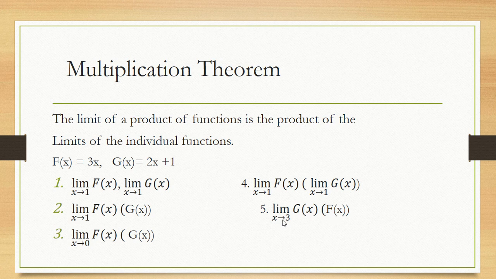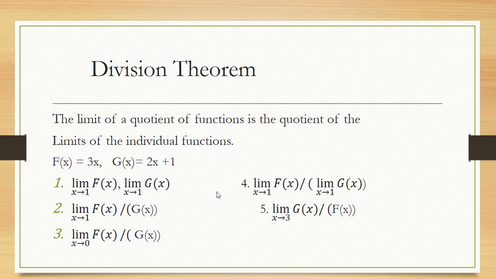As x goes to 3, that means 2 times 3, 6 plus 1, that is 7. And f of x, 3 times 3, that is 9. So, 7 times 9, that is 63. So, we can say that the multiplication theorem, i-multiply lang po ang limits.